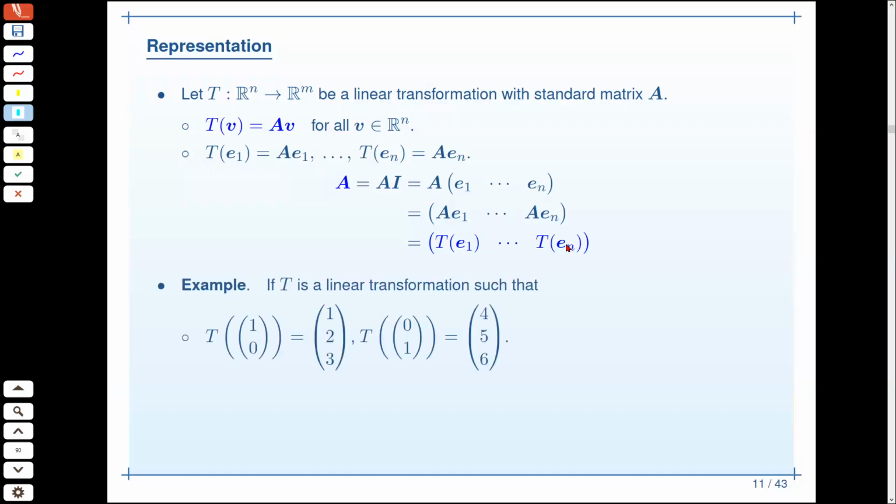So for example, if you have a linear transformation, it is given so that T of E1 equals 1, 2, 3, and T of E2 equals 4, 5, 6. Then T has the standard matrix where the first column is 1, 2, 3, and the second column is 4, 5, 6. Okay, which is hopefully straightforward.